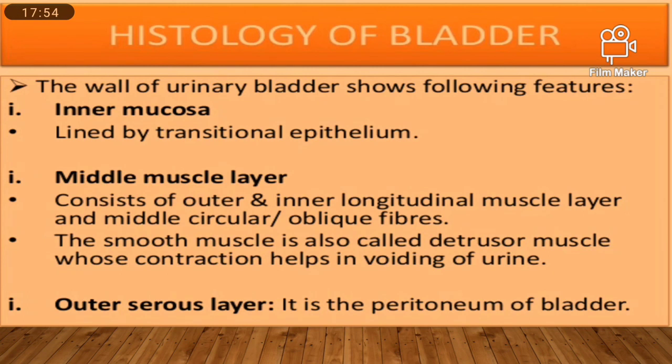So these are the structures situated. The walls of the urinary bladder show features like this: inner mucosa lined by transitional epithelium, as I have already shown. The middle muscular layer consists of outer and inner longitudinal muscle layers and a middle circular oblique fiber layer. The smooth muscle is also called the detrusor muscle, as I have already shown, whose contraction helps in voiding urine. The outer serous layer is peritoneum. So this is the histology.